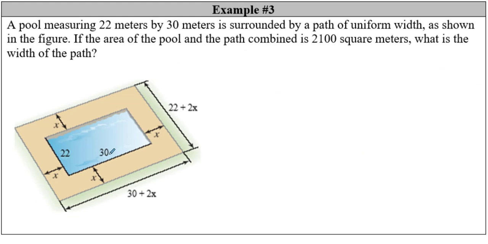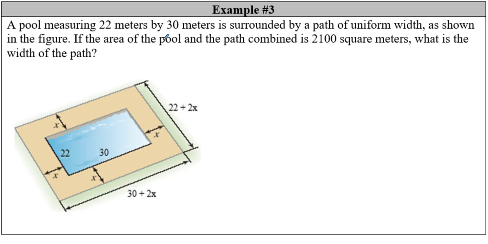Oh man, look at this. The image is already there for us. It says a pool measuring 22 meters by 30 meters is surrounded by a path. So we got the pool right here, and this is the path that is surrounding it. It is a path of uniform width, meaning the same on all sides: x distance, x distance, x, x, as shown in the figure.